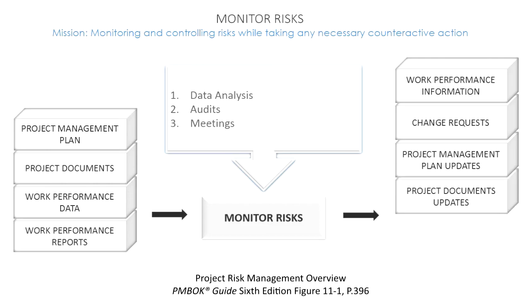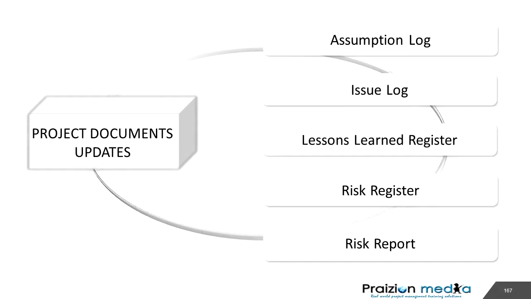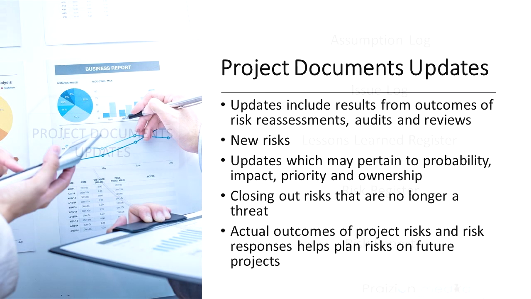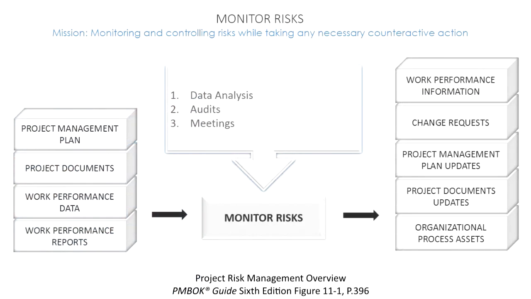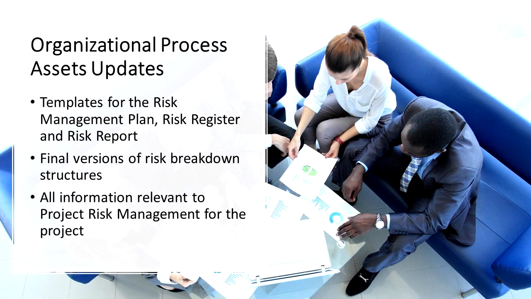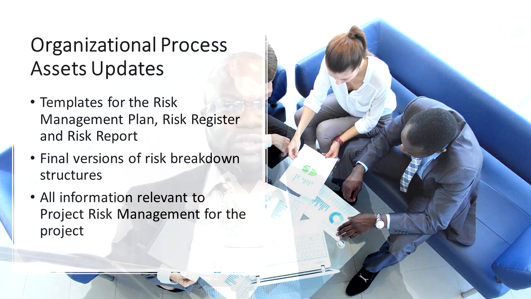We could also have the update, project documents updates. All sorts of updates, but don't forget our risk register is one of the things that is definitely going to be updated here, and the risk report. Our final output is organizational process assets updates. And this refers to templates for the risk management plan, risk register, risk report, and our risk breakdown structure. There's a whole lot of stuff that happens in risk management, but we definitely want to make sure that we capture those lessons learned. And that concludes the monitor risks process.